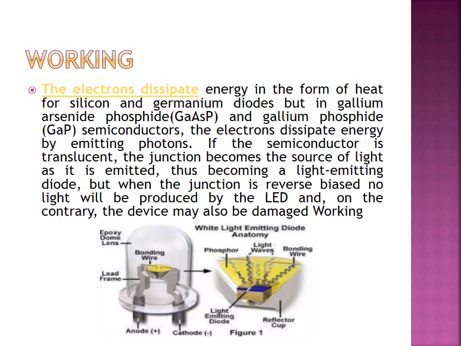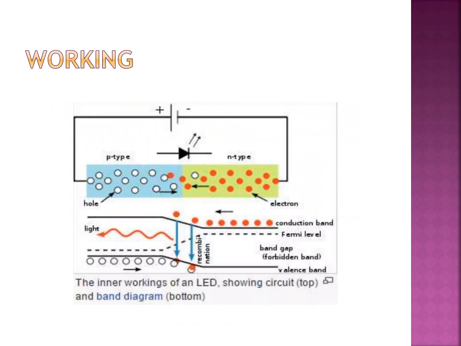If the semiconductor is translucent, the junction becomes the source of light as it is emitted, thus becoming a light emitting diode. But when the junction is reverse biased, no light will be produced by the LED. On the contrary, the device may also be damaged. This is the inner working of an LED shown in the circuit.